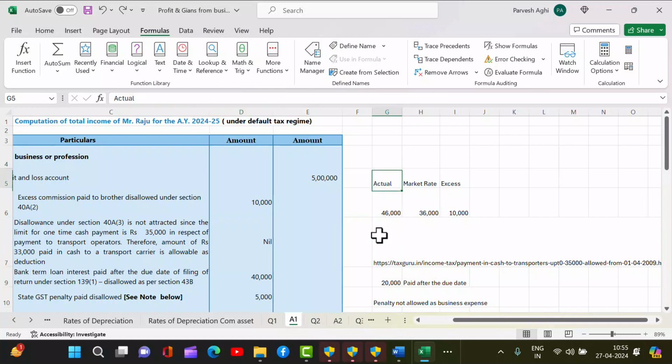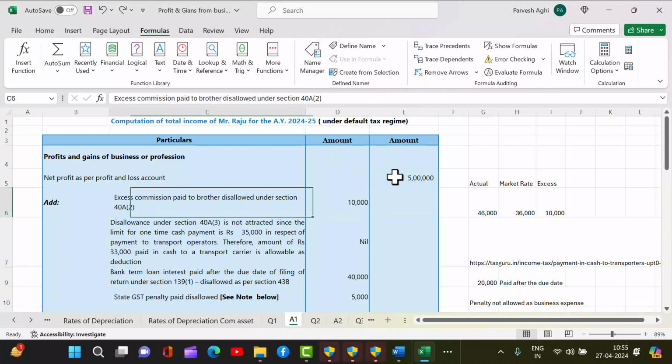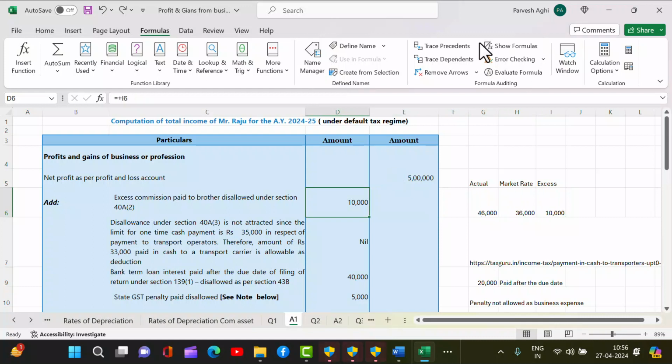Here I'm just going to show you net profit as per profit and loss account. So this is basically we have taken from that figure. Okay, now 5 lakh. Read this. Add excess commission paid to brother, disallowed under section 40A(2). So 10,000. We have said actual is 46,000, market rate is 36,000, so excess is coming here. So it is coming from here.